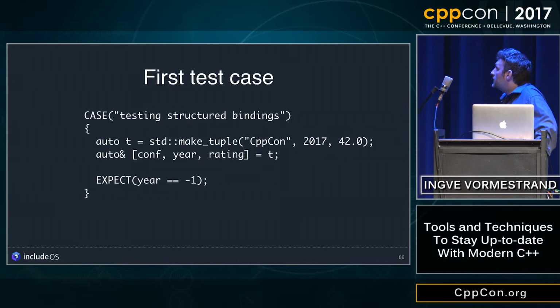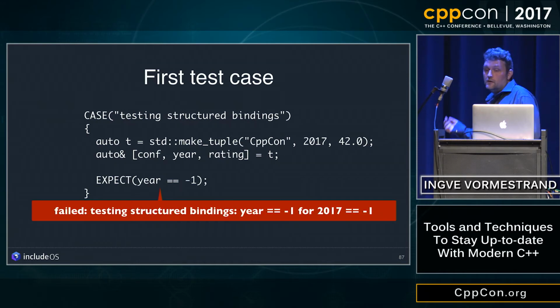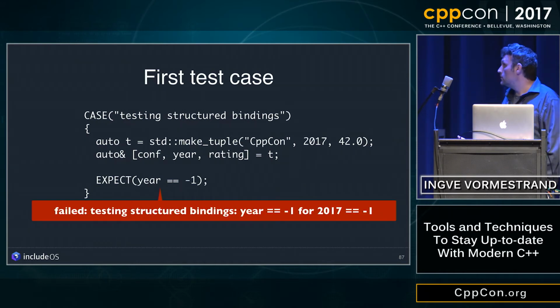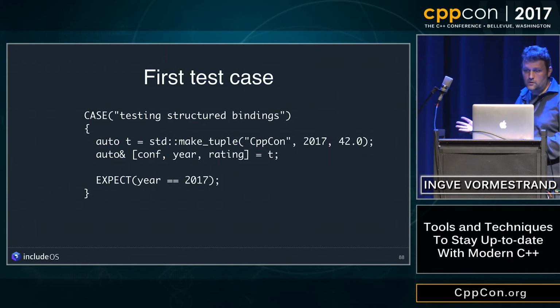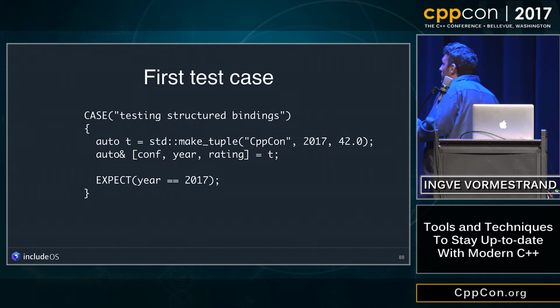Here is our first test. That's what we need to figure out how structured bindings work. And how does it work? Really badly, because we always write a failing test first, because we want to know that our setup is working. Then we fix the expectation, and this will pass. This is so simple, and now you know the basics of structured bindings.